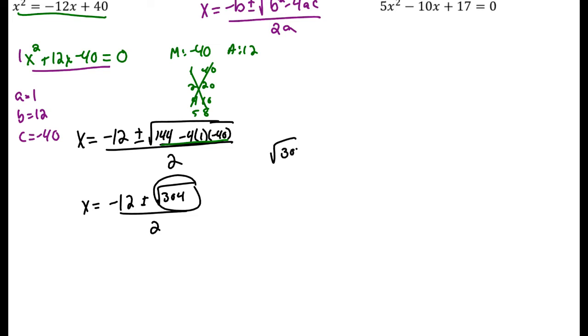I have no idea what multiplies to 304. So I'm thinking of my list. 1, 4, 9, 16, 25, 36, 49, 64, 81, 100, 121, 144, 169, and it goes on and on.